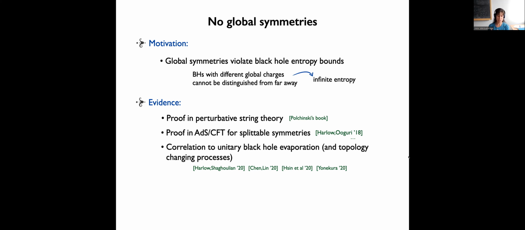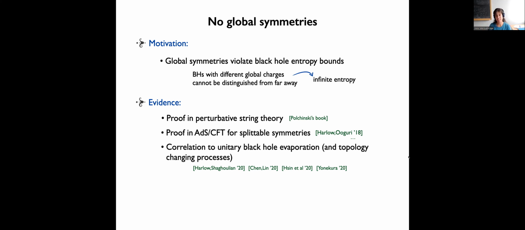And the heuristic motivation is that if you have a global symmetry, you can construct different black holes with different values of the global charge that look the same. And this is going to give rise to an infinite entropy, no? Because in the end, entropy is how many microstates give rise to the same object, how many different ways I can construct the same. So what is that information?